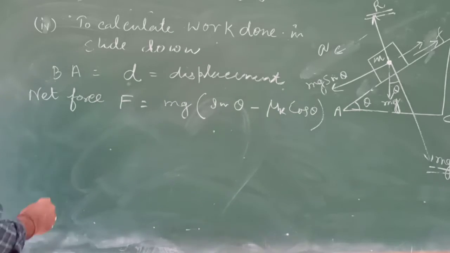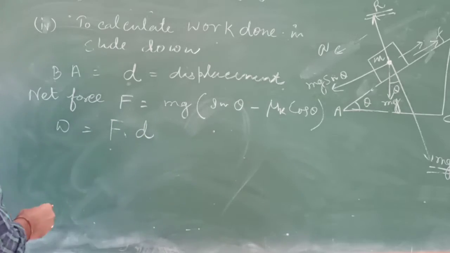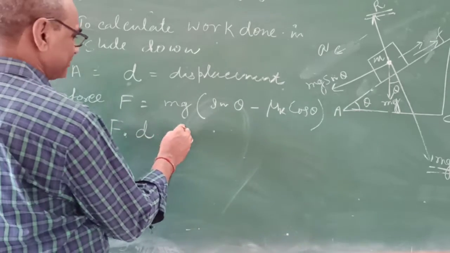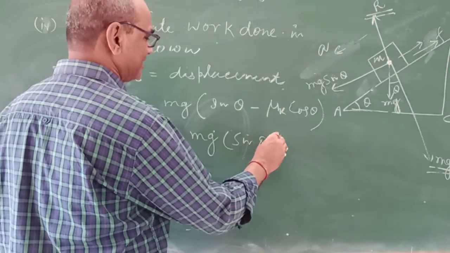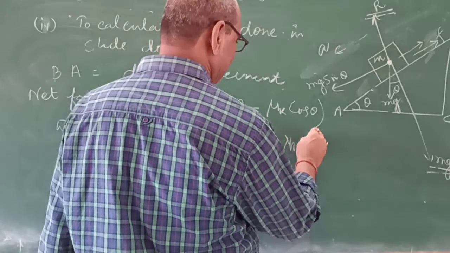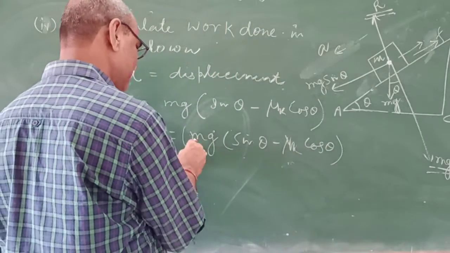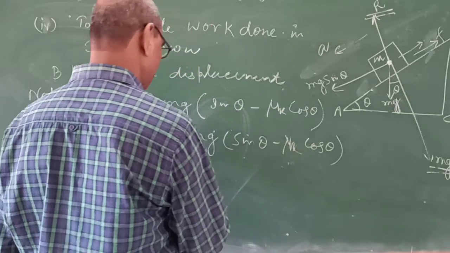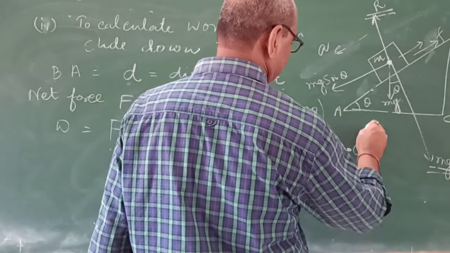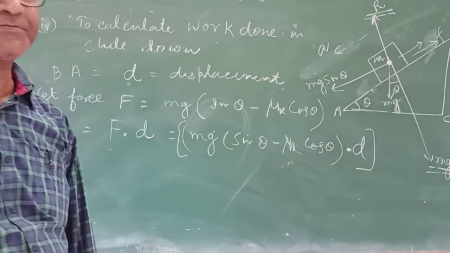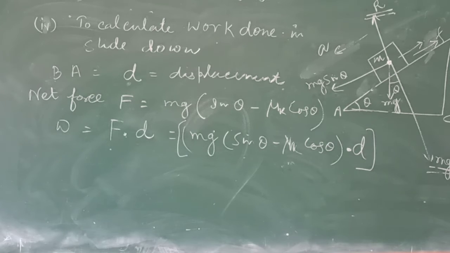Therefore, work done is equal to force into displacement. Force is equal to how much? mg sin theta minus mu k cos theta, into d. Writing it a bit carefully here. Don't start calculating a cross product. Now, how much work is done?